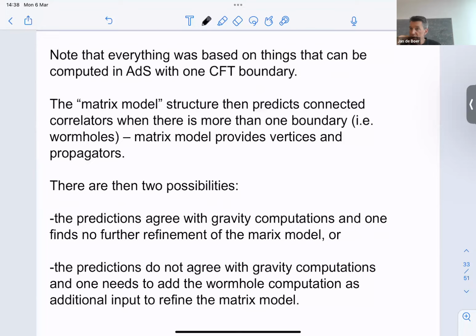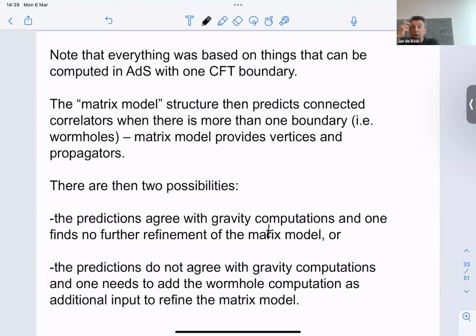So I get a prediction for a wormhole. And then you can check whether that agrees with my gravitational computation, which would tell you that you need no further refinements of the matrix model. Or maybe the predictions do not agree with the gravitational computations, and then you have new information coming from your gravitational computation, and you should further refine the matrix model. In essence, you would need to add double trace type terms to your matrix model.